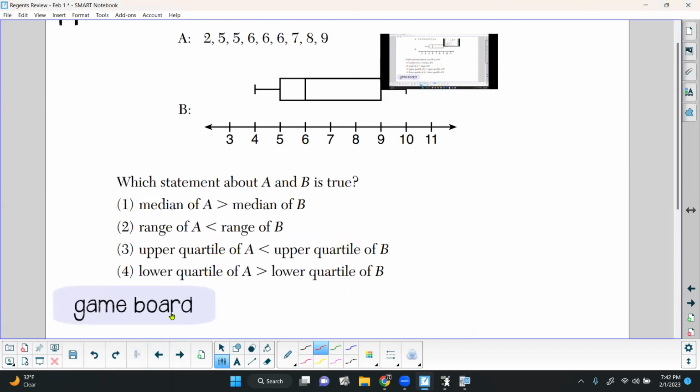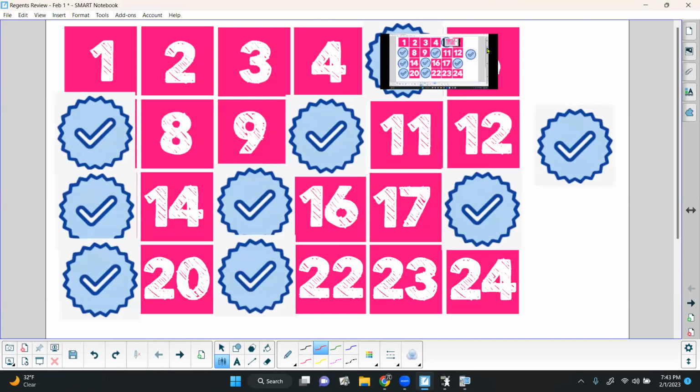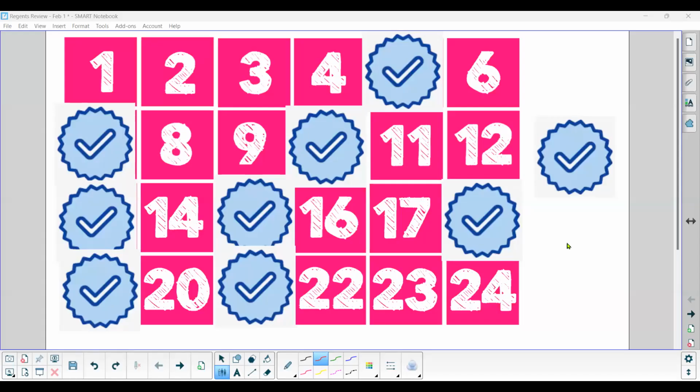Okay, let's go back to the game board. Okay, let's see what we got here. Gabby, you're up. Pick a number. I'm going to start my share again here. Something was up, I got to reshare it. Here we go. Gabby picks number 3.